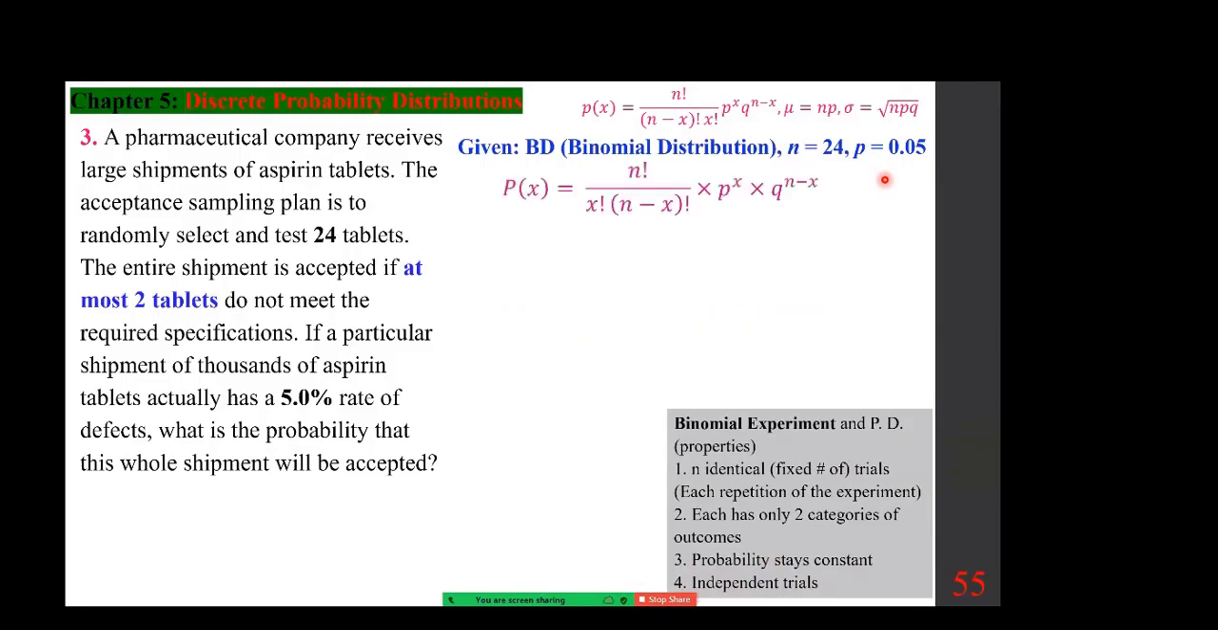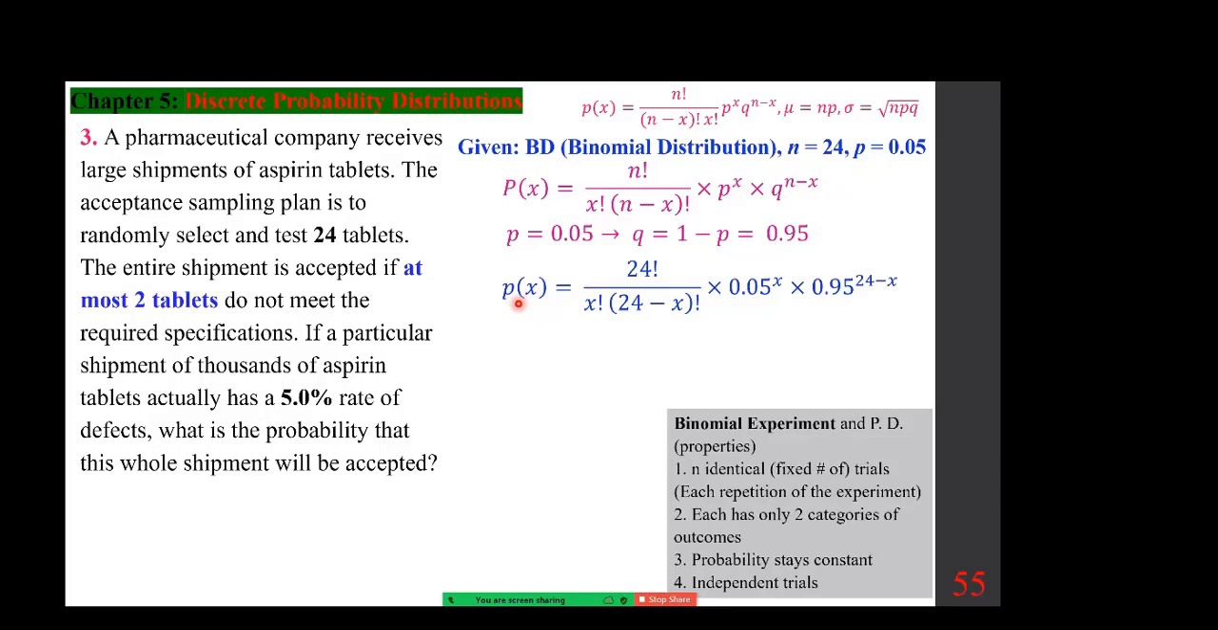Therefore, we are using this formula. We are going to replace the n with 24. We're going to replace the P with 0.05. We also know Q is 1 minus P. So we calculate the value of Q, and we plug everything into this formula. Notice everything is ready to go. What's missing is X. All you have to do is replace the X according to the question.